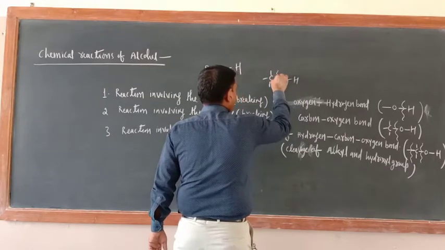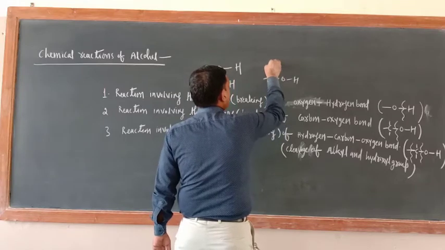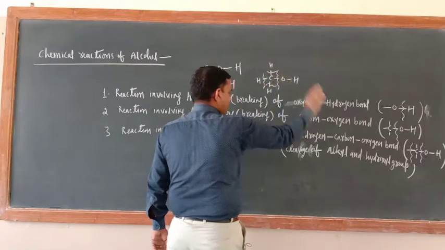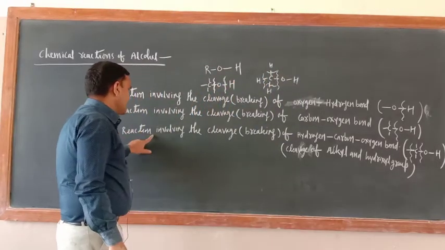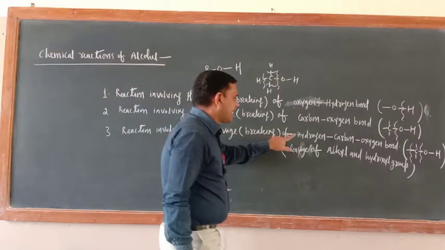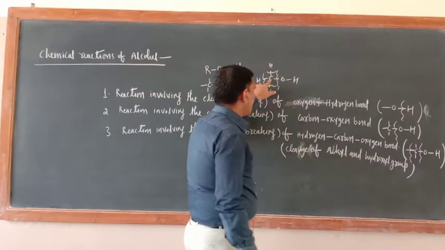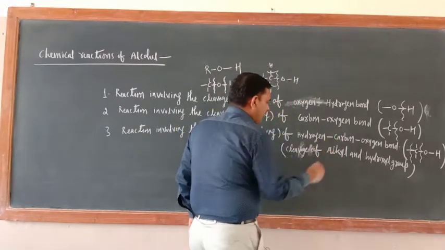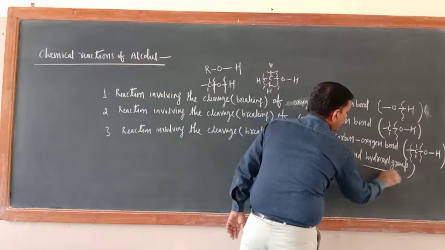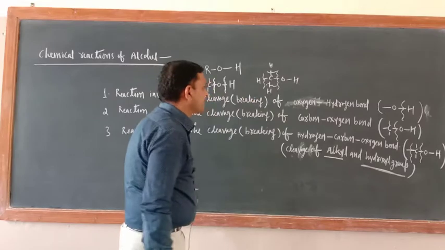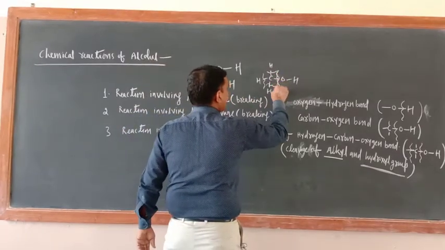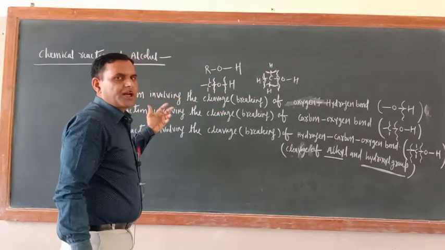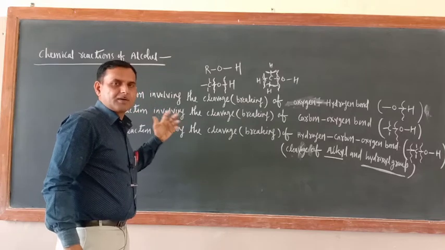COH. This bond is also getting broken, and here whatever hydrogen is there, they are also breaking here. Okay. So the third category is reaction involving the cleavage or breaking of hydrogen carbon bond. This is the hydrogen carbon bond and carbon oxygen bond, or we can write in simple words, cleavage of alkyl and hydroxyl group together. Hydroxyl group means OH, here also breaking, here this hydrogen is also getting broken. So there are three categories of chemical reactions of alcohol.